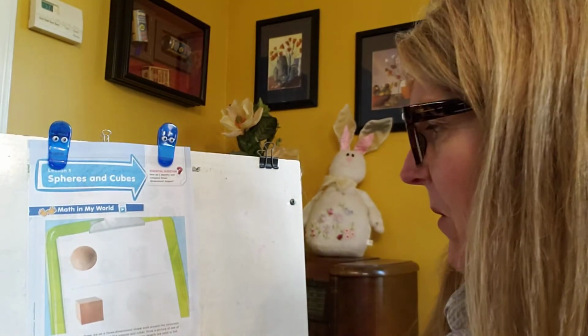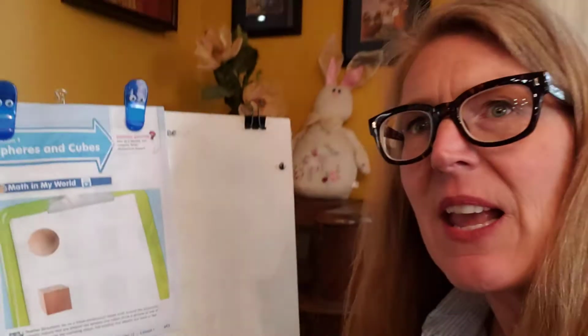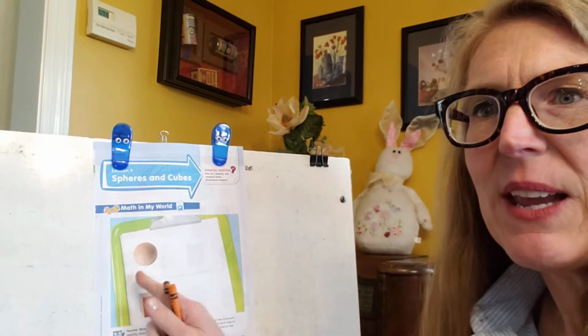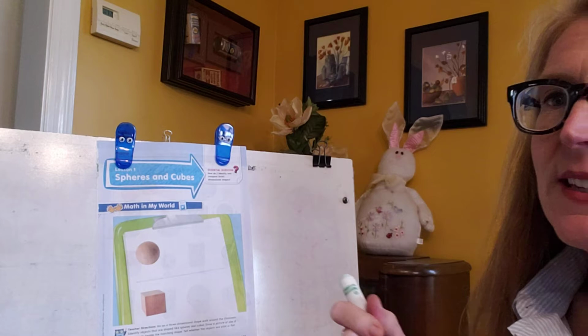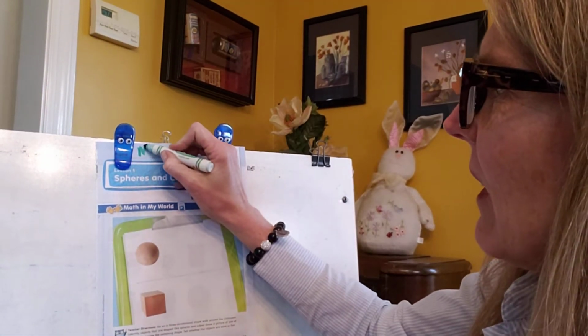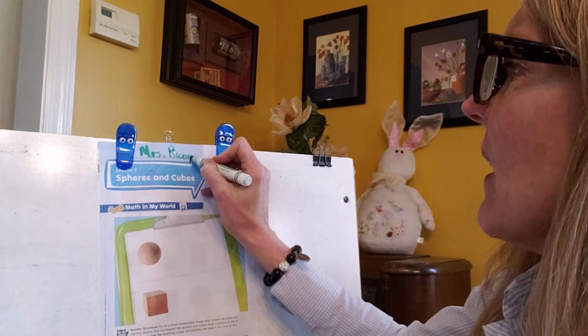All right, so now what we're going to do is work in our math book. So you're going to open up to page 693. I'm not very good with this camera yet. 693. And we're taking a look on this page. All right, so as always, I write my name at the top of the page, right? Okay, I'm going to get my name written.